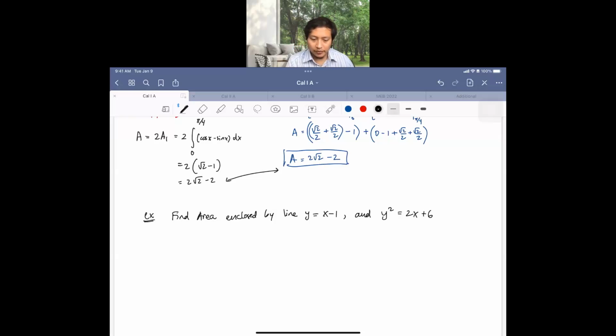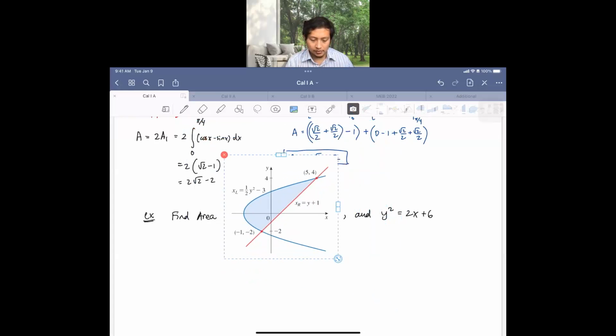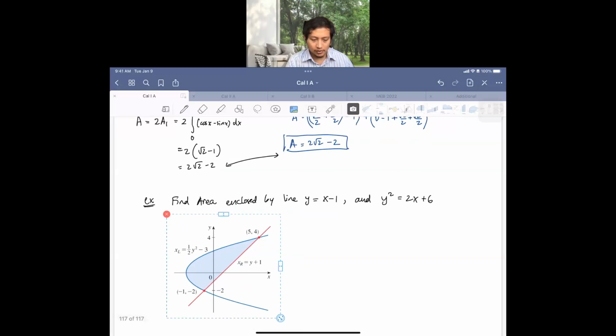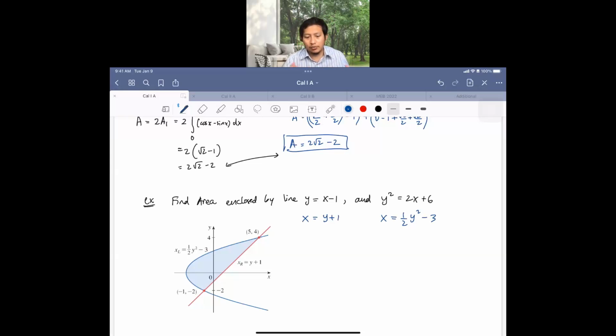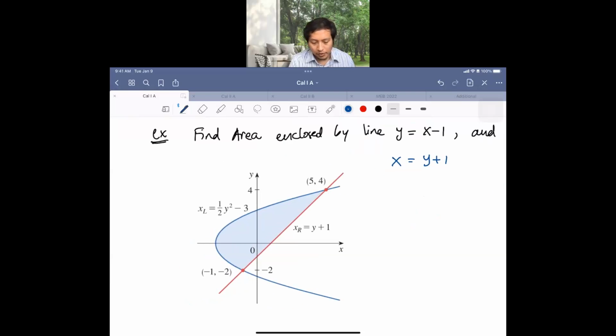Okay. Now let me give you the picture to help our investigation. This is the curve. Okay. So we may exchange this into x equals half y squared minus 3, and this will be x equals y plus 1. So why do we need to change, rather than x, we are using y? Maybe we don't look at this first. So maybe we start with looking at this area between these two curves.